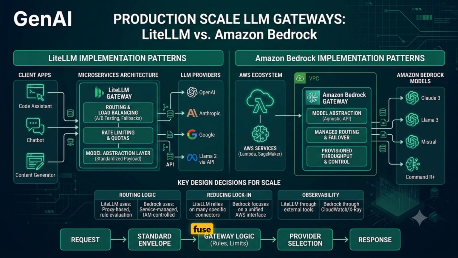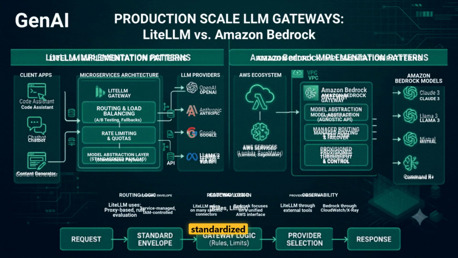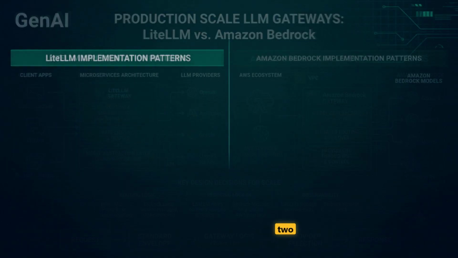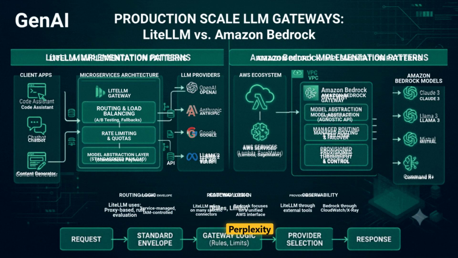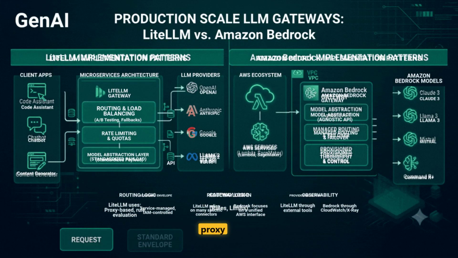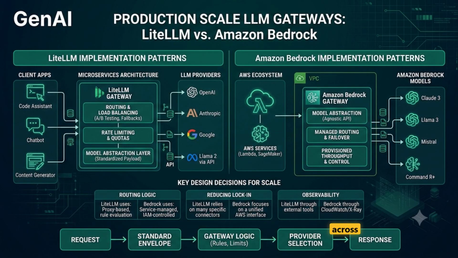LiteLLM manages routing, load balancing, A/B testing, fallbacks, rate limiting quotas, and a standardized payload model abstraction layer before sending API calls out to OpenAI, Anthropic, Google, and Llama 2. High-growth products like Cursor and Perplexity rely heavily on proxy-based abstraction patterns like this to swap underlying model providers without redeploying microservice code. Surprisingly, building your own custom proxy gateway is almost always a mistake because maintaining custom model adapters across fast-changing provider schemas wastes hundreds of engineering hours.